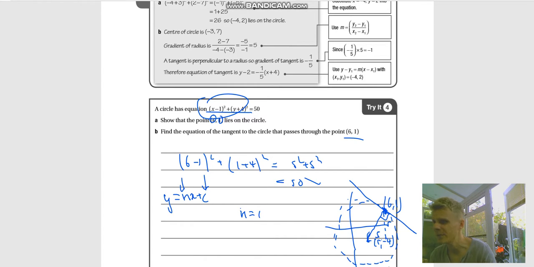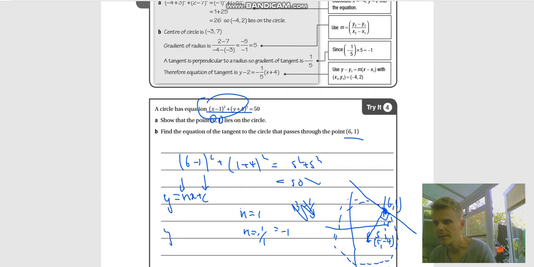Now that means that the gradient of the tangent would be 1 divided by 1, and then make it negative because they're going in opposite directions, so that's just -1. Okay, so that's a negative reciprocal. Had the gradient been 3, then the gradient of the tangent would have been -1/3. Okay, so reciprocal, 1 over, and then negative.